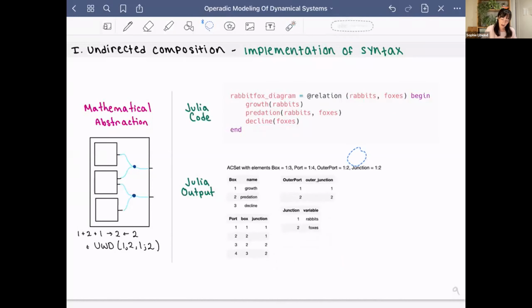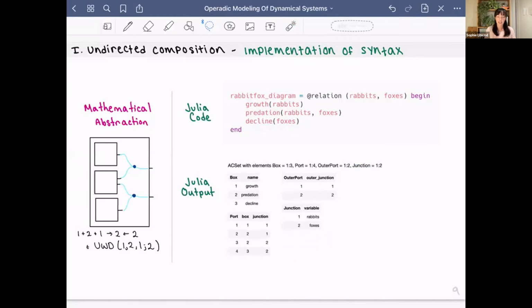And Julia outputs 2 things. The first is a data table, which tracks all of the data for this undirected wiring diagram. And it also produces this visualization of the undirected wiring diagram. So we see our 3 boxes, 1, 2, 3, our junctions for rabbits and foxes, and we get this nice visualization of our composition syntax.